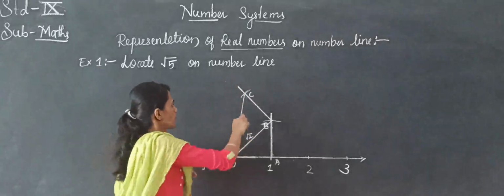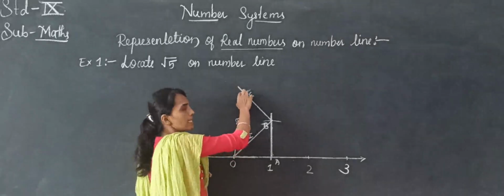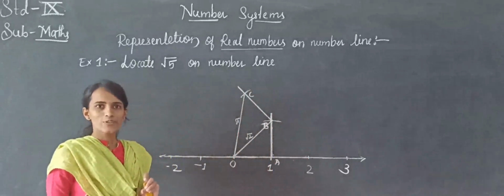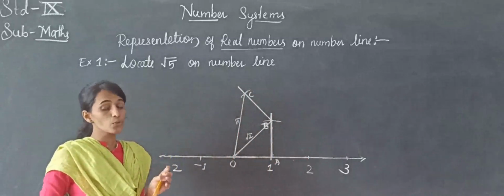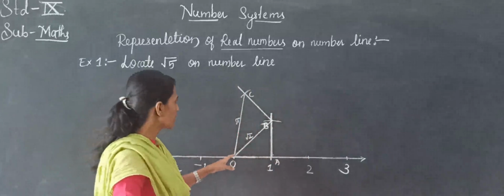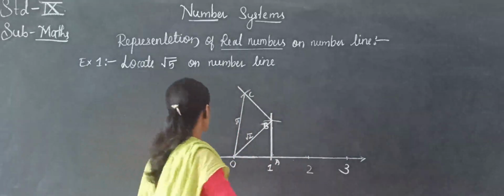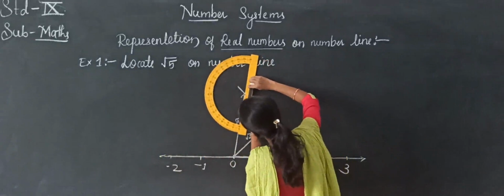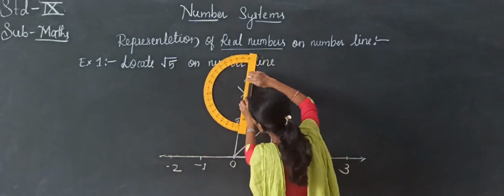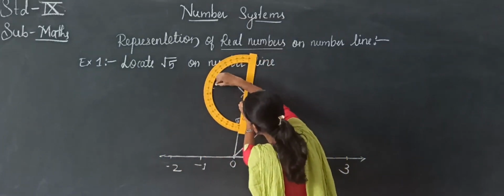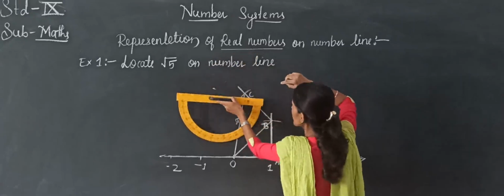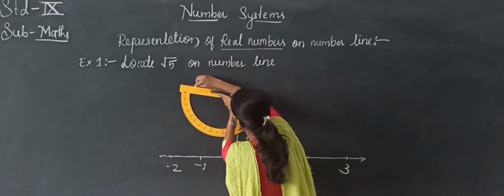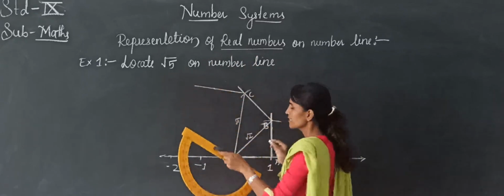Yes or no? So taking OC as a radius and drawing an arc, you will get root 3 here, but we want root 5. So root 3 we got. Again, take C as a center point and OC as a straight line. For that line you have to draw a perpendicular line here. Where we get the point, from there you have to draw a straight line.